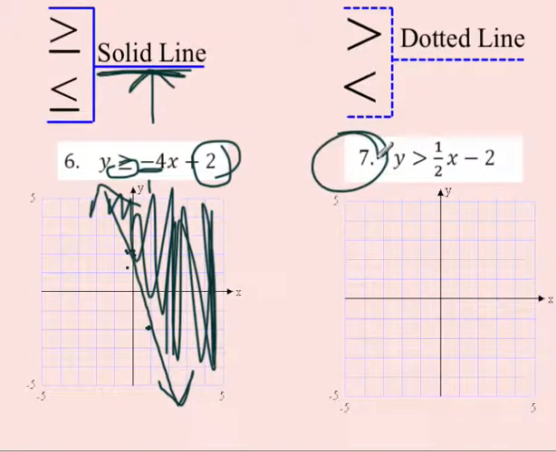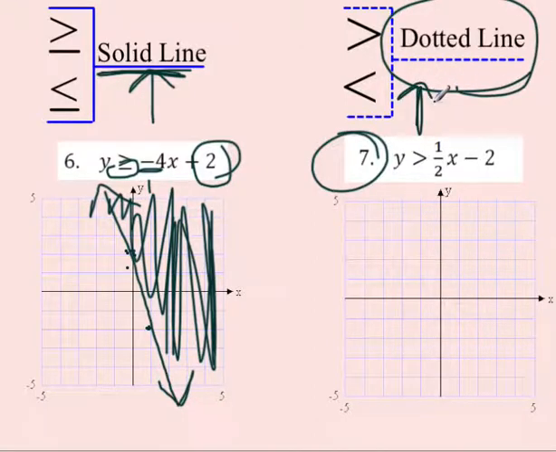I want you guys to go ahead and try number 7 on your own. Okay, so see where it's crossing the y-axis and then use the slope. You're going to have a dotted line and you're going to shade up. Come and see me at the desk if you need more help with it.